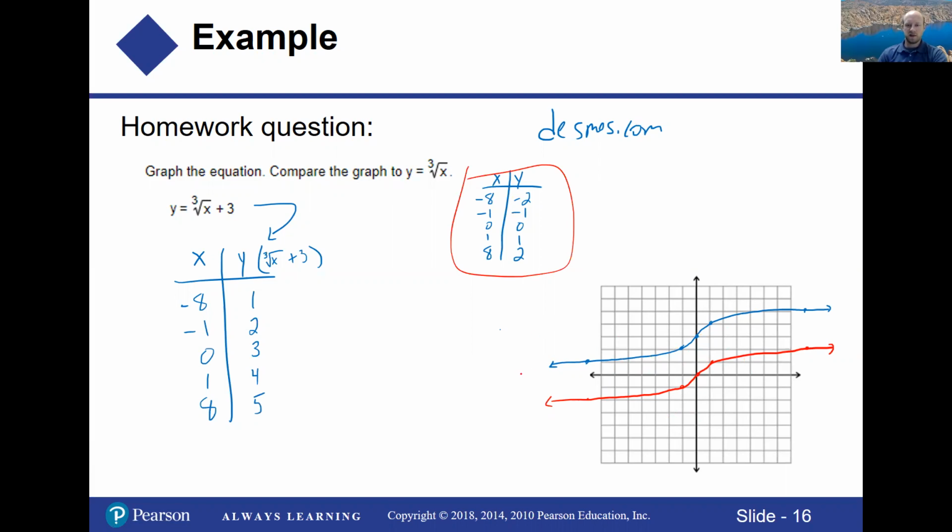But the blue one is going to eventually drop below the x-axis, just so you know. Because if I had like -64, if I plug that in for x, the cube root of -64 is -4 plus 3 is -1. So it is going to drop below eventually, like -64 somewhere over here, and then -4 down there. So again, feel free to use Desmos if you want, but also just know this is kind of a review from chapter 8 on how to compare those graphs.